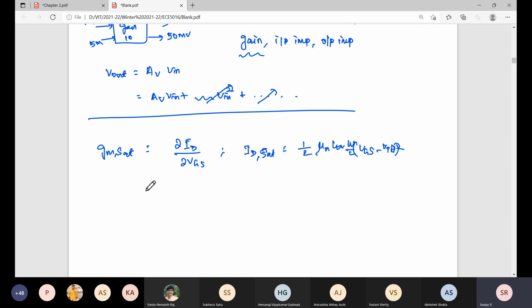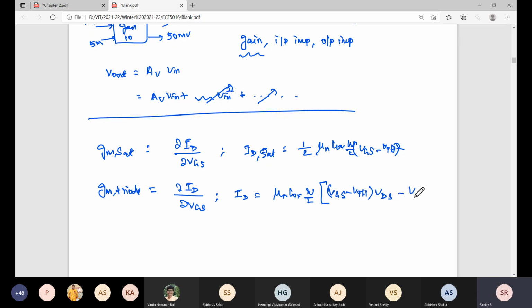Now, I want to derive gm for the triode region, the same expression, ∂ID by ∂VGS. So what is the current equation you need to consider here? The general equation: μn Cox (W/L) [(VGS − VTH) VDS − VDS²/2]. So any doubts here?